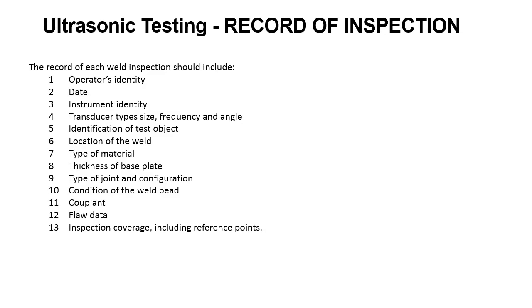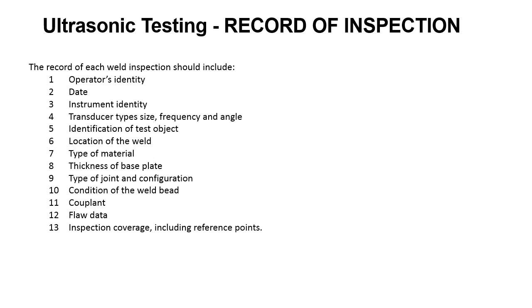Record of inspection for UT. Anytime UT is done, anytime any non-destructive testing is done, there should be a record of inspection. Good, clean paper trail. You'd need the operator's identity, the date, instrument identity, transducer type, sizes, frequency, and angle, identification of the test object, location of the weld, type of the material, thickness of base plate, type of joint and configuration, condition of the weld bead when you did the inspection, couplant, flaw data, inspection coverage, including reference points.